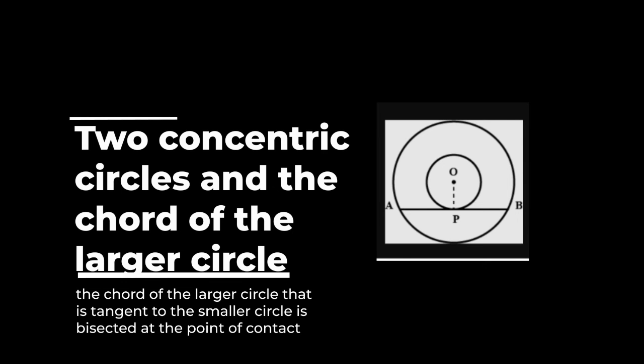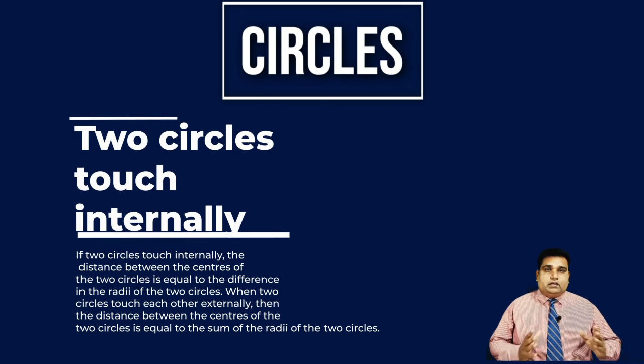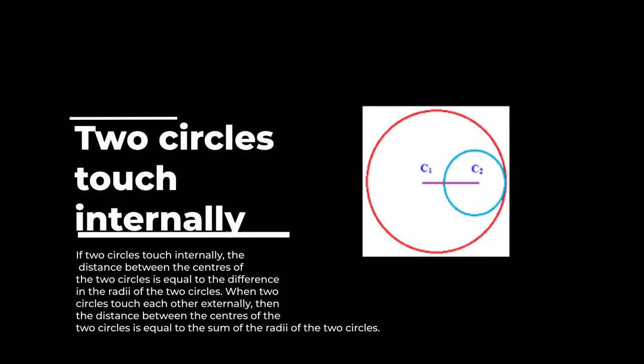Now in two circles we have one more concept: two circles touching internally and the distance between the centers of the two circles. Here in the diagram, two circles are touching internally. If you want to know the distance between their centers, it is always equal to the difference of their radii. So we can say the distance between C1 and C2 will always be equal to R1 minus R2.